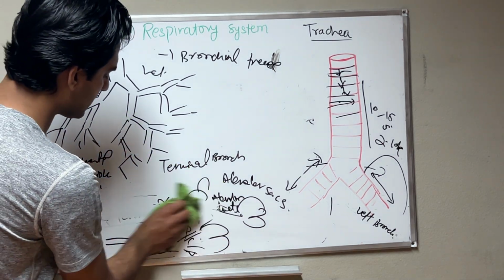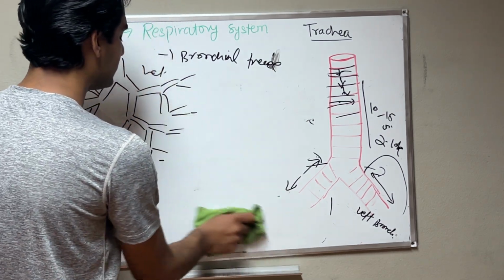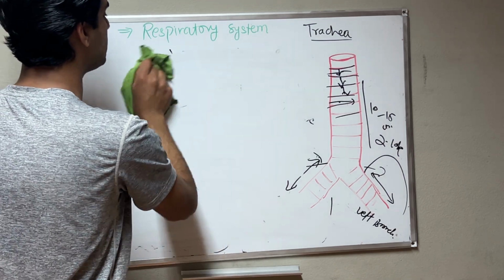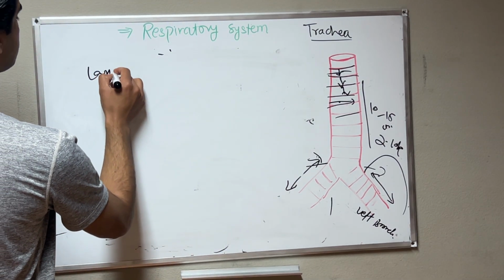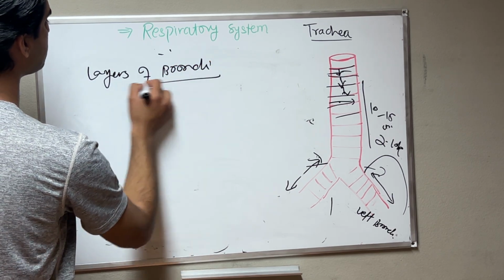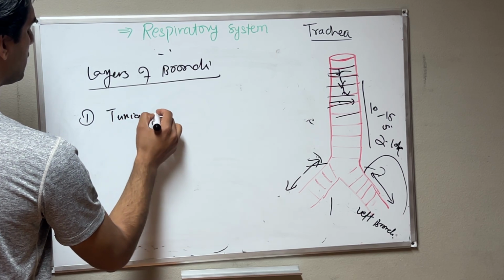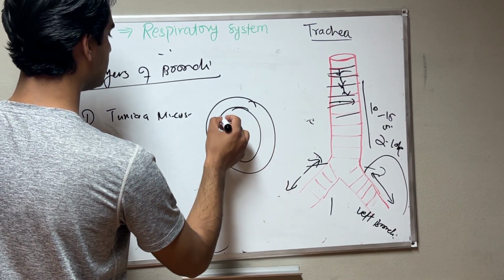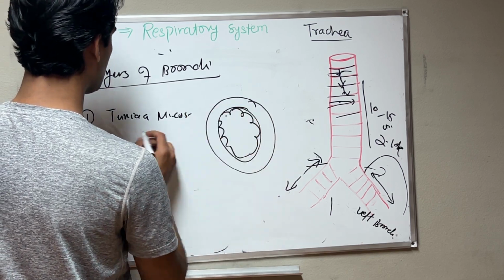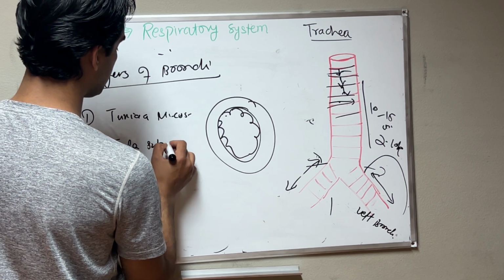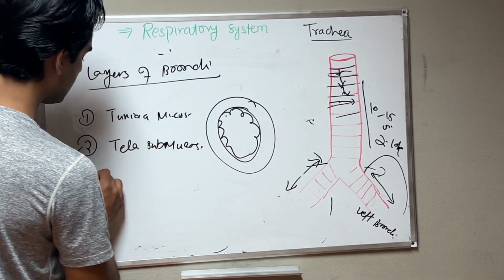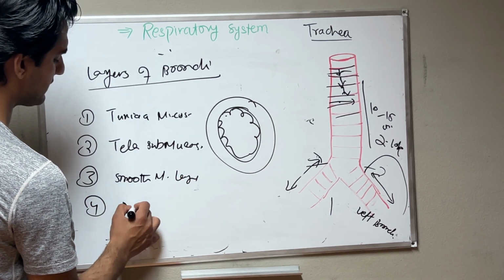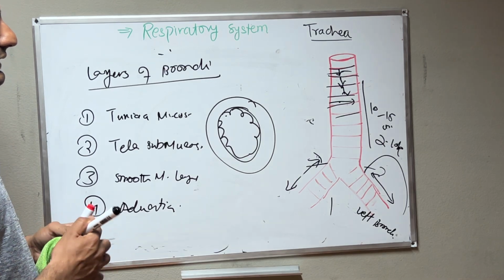In the bronchi we also have the tunica mucosa, then the submucosa, where we have vessels, then the smooth muscle layer, and the fourth one, the adventitia. These are the layers of the bronchus and the histological information.